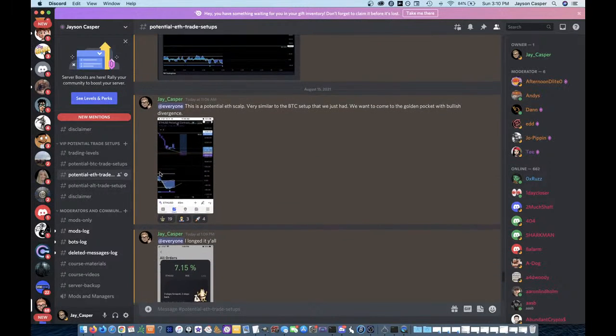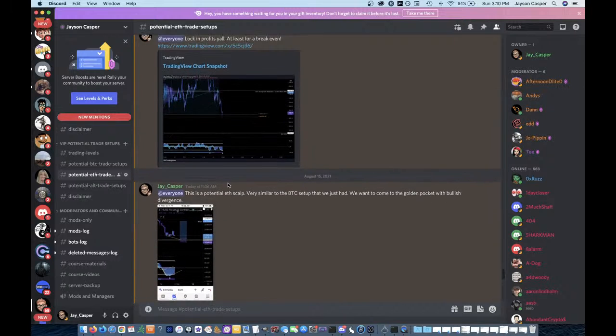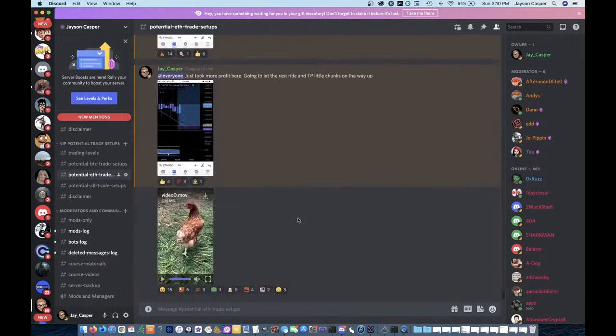Not all of them, but a lot of the trade setups I take. I've been trying to post more scalps in here. People were saying you need to post your scalps in here, so I'm posting them now. It's a little hard to follow sometimes because they happen so fast.